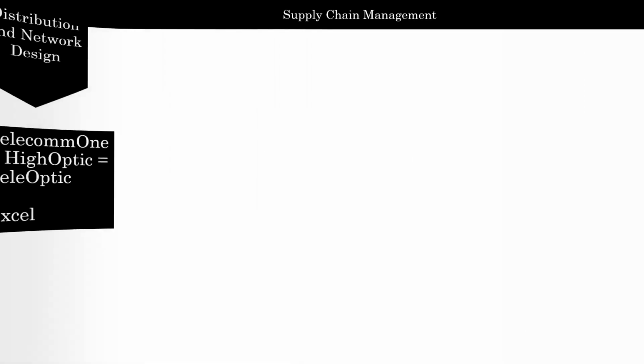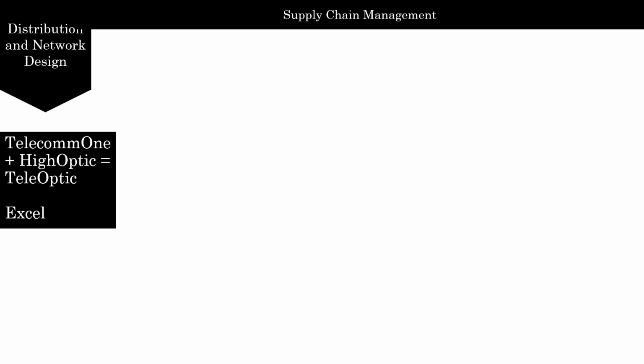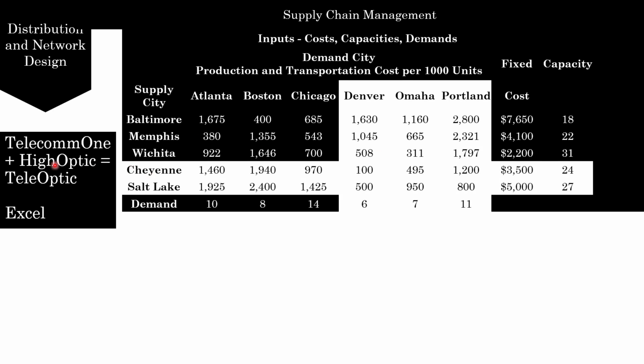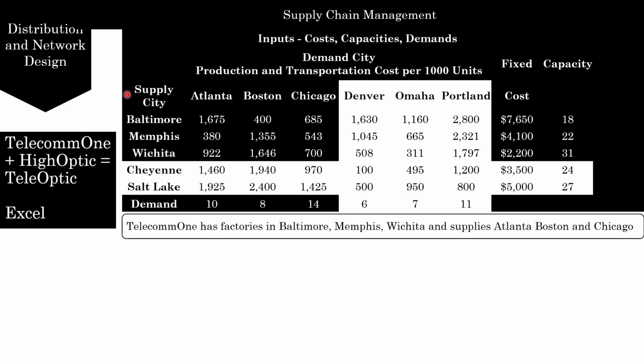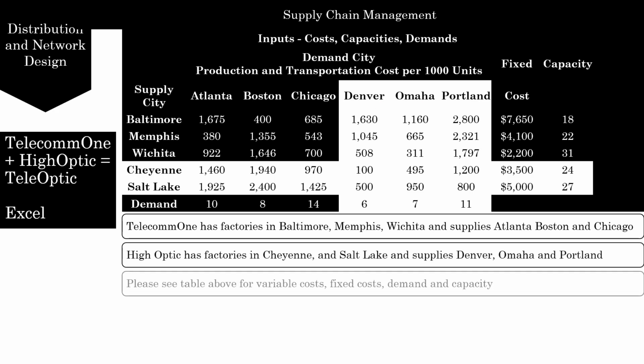So let's look at an example. In this example, we have two companies. One company is called Telecom One, and the other one is called High Optic. So here is Telecom One, and Telecom One has factories in Baltimore, Memphis, and Wichita, and it supplies Atlanta, Boston, and Chicago. So this area shaded dark is Telecom One. High Optic is in Cheyenne and Salt Lake, and it delivers to Denver, Omaha, and Portland.